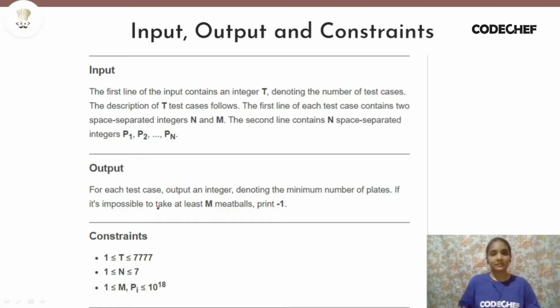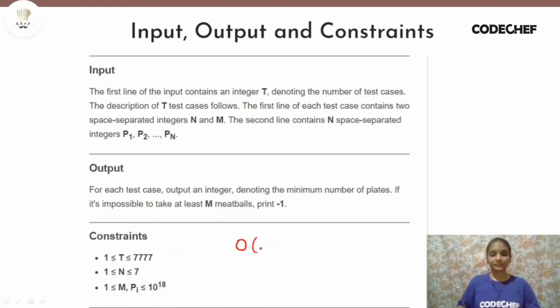So we'll print the minimum number of plates, and if it is not possible to at least eat M meatballs out of all the plates given to us, then we will directly print -1. So now what are the constraints to this problem? The number of test cases are given to be 7777 and the number of plates are only 7. So the constraints are pretty small in this question.